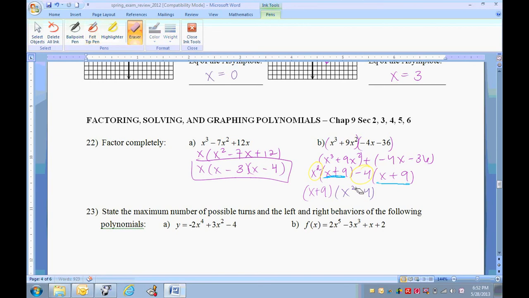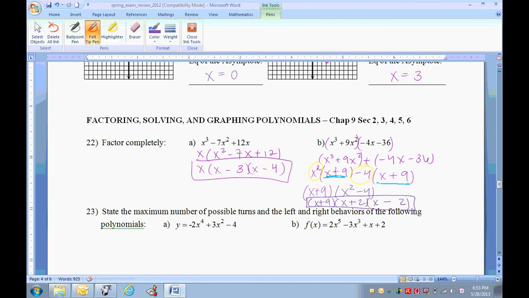Oh, I'm sorry, x squared minus 4. Well, in here we notice that x squared minus 4 is a difference of perfect squares. So we keep bringing down that x plus 9. And remember, a difference of perfect squares, you put the square root of the first term as your first base, the square root of the second term, which is 2, as your second base, and then one gets a positive and one gets a negative.